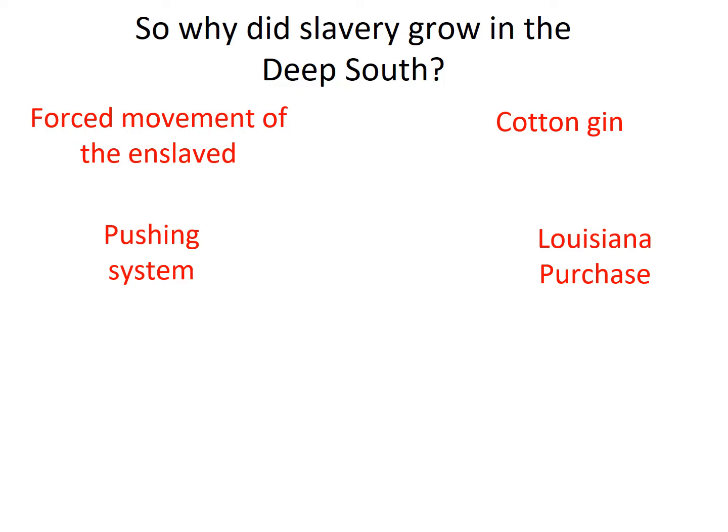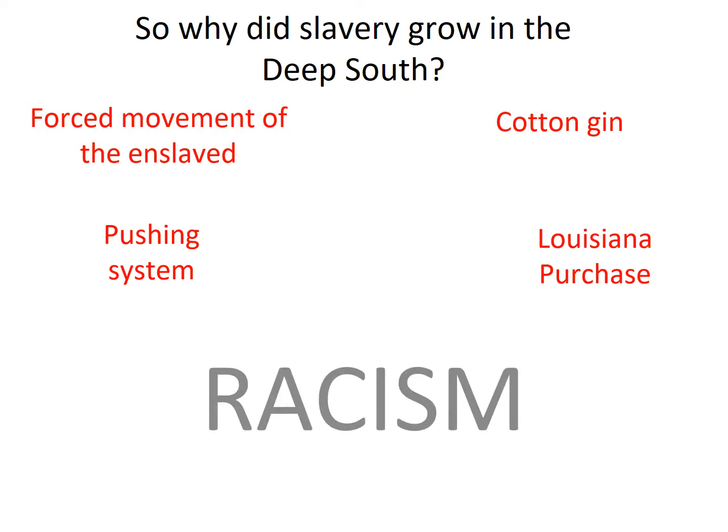But there's one thing that we've really not talked about in this video, because running as an undercurrent to all of that, which really explains why slavery grew in the Deep South, is racism. And the racist ideas that these people held and the views that they held of black people meant that they treated people in an awful way, so that this horrendous method of production grew at a vast scale.